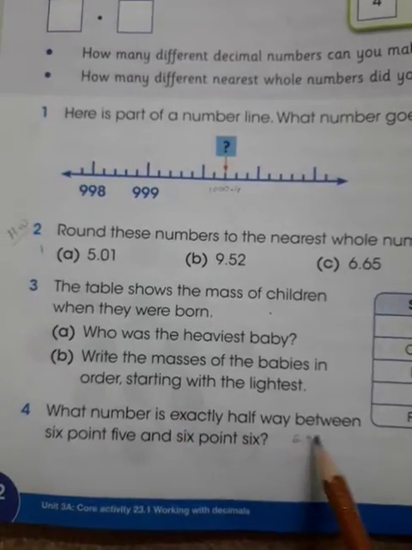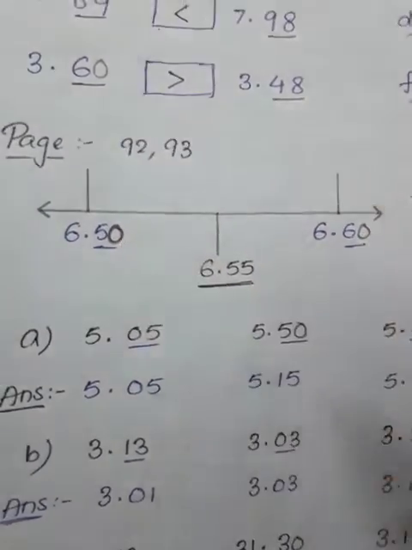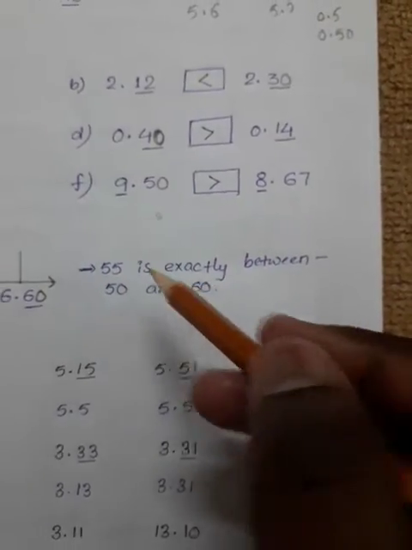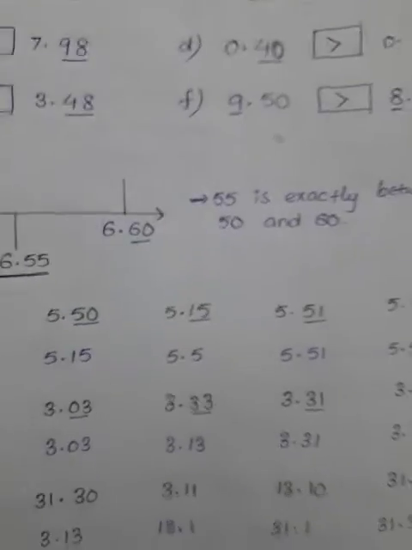Now coming to the questions from your book. Now question number 4. What number is exactly halfway between 6.5 and 6.6? If you're not adding 0, you feel it is hard. So when you add 0, this is 50 and 60. What is exactly halfway between 50 and 60? It is 55. So 6.55 is the answer. Okay, 6.55 is the answer.